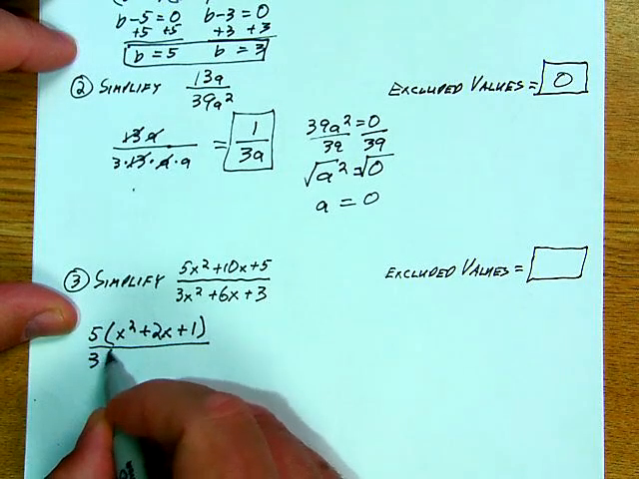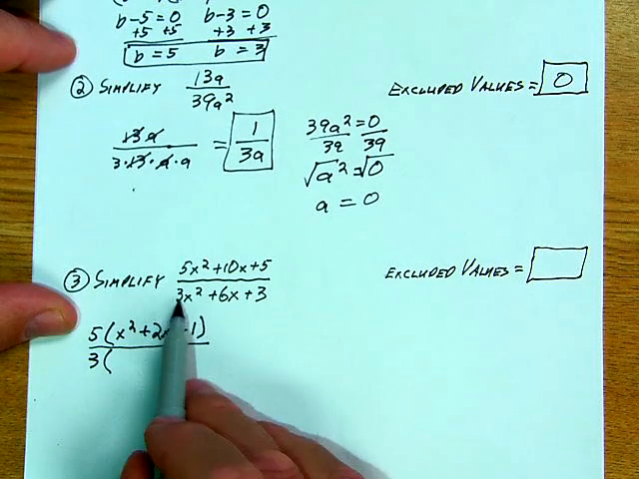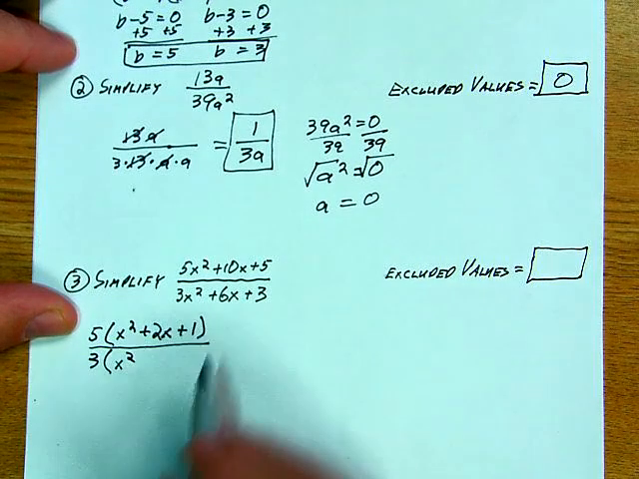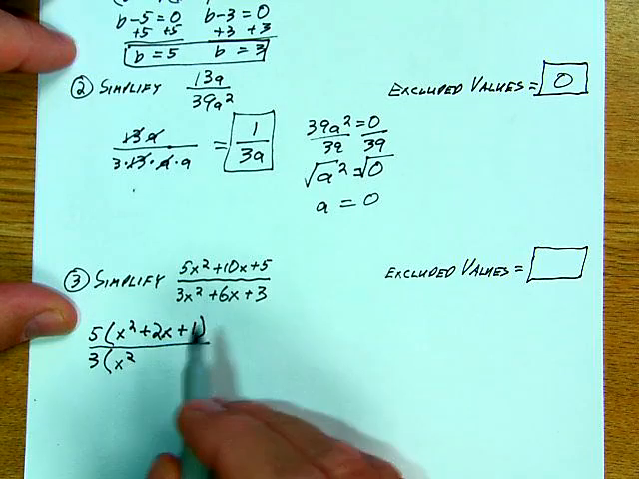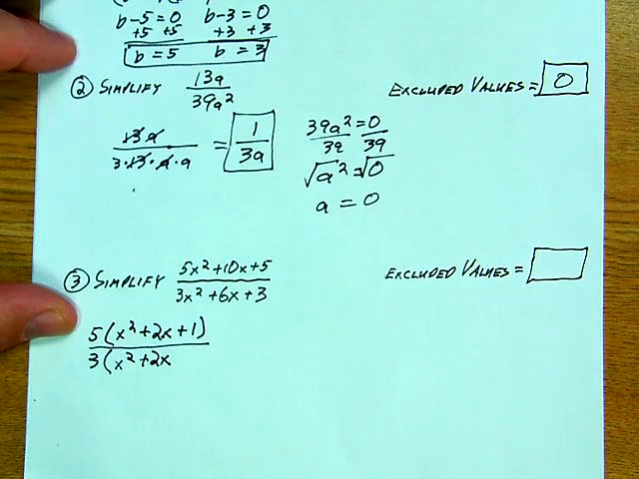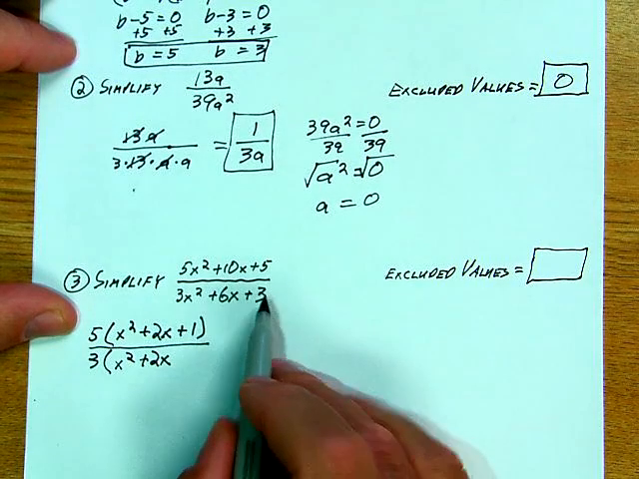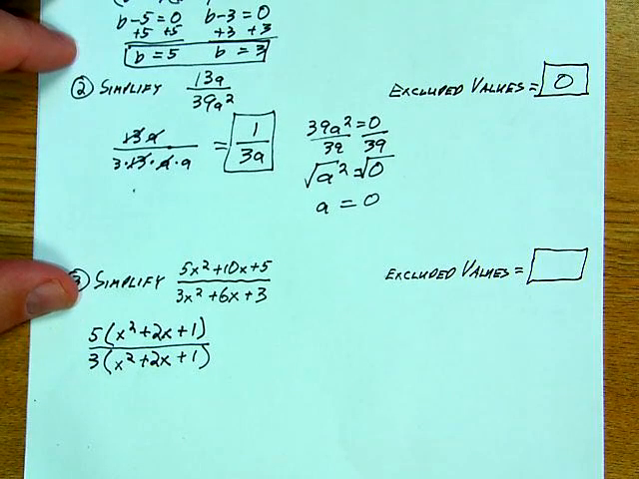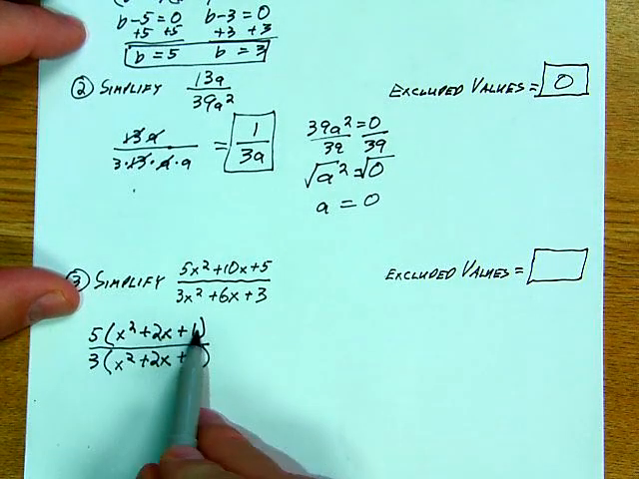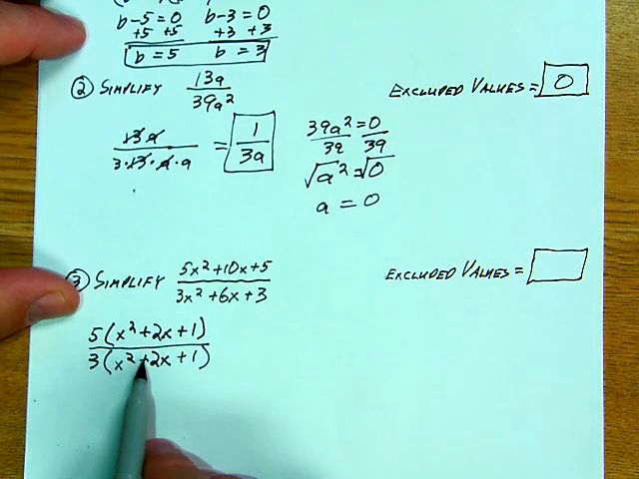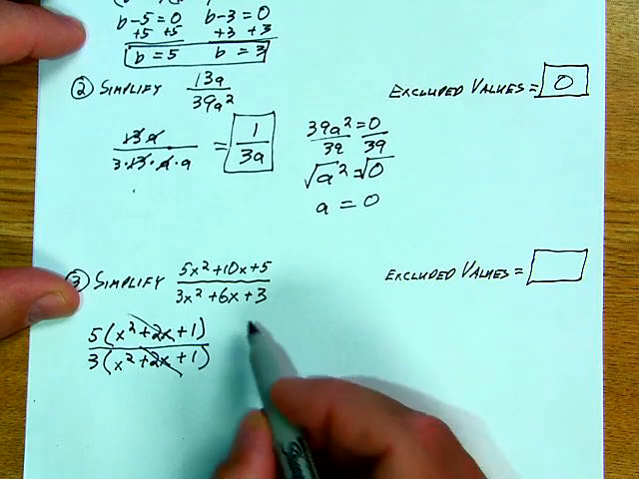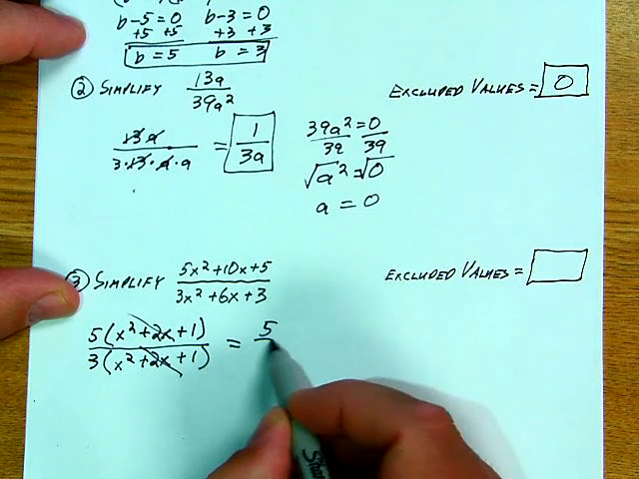Same concept, except this time I'm going to pull a 3 out. Pull a 3 out of the first term, all I have left is x squared. Pull a 3 out of the 6x, I have 2x left over. And pull a 3 out of the 1, I have a 1 left over. And now something very interesting happens. I have a polynomial that's the same on the top and the bottom. Well, that's the same number over the same number. That's just 1. They cancel out. And my final answer is 5 over 3.